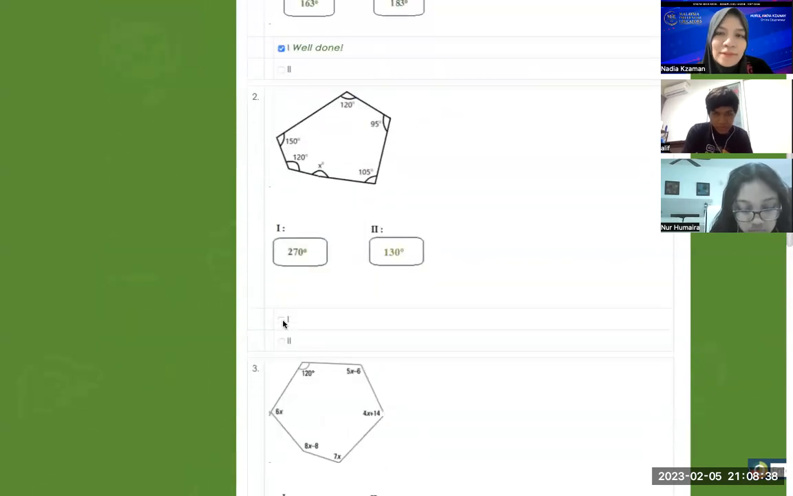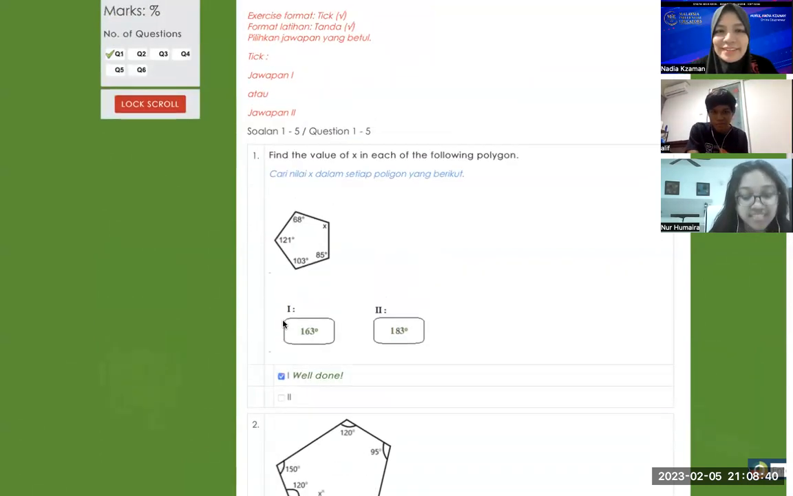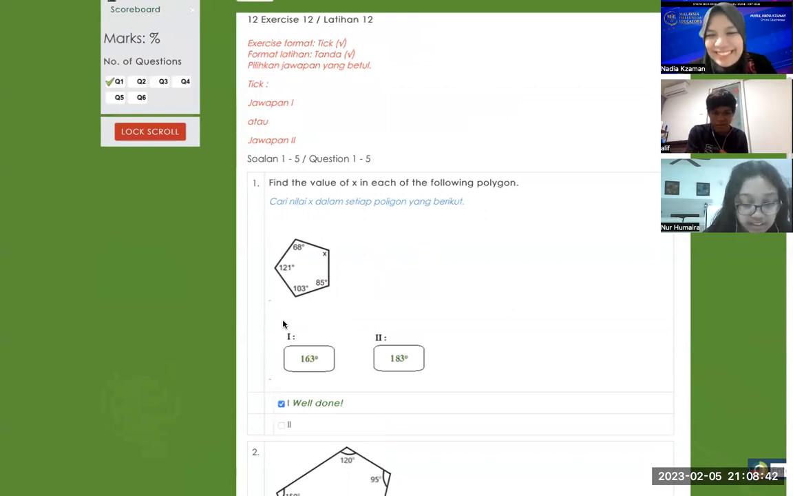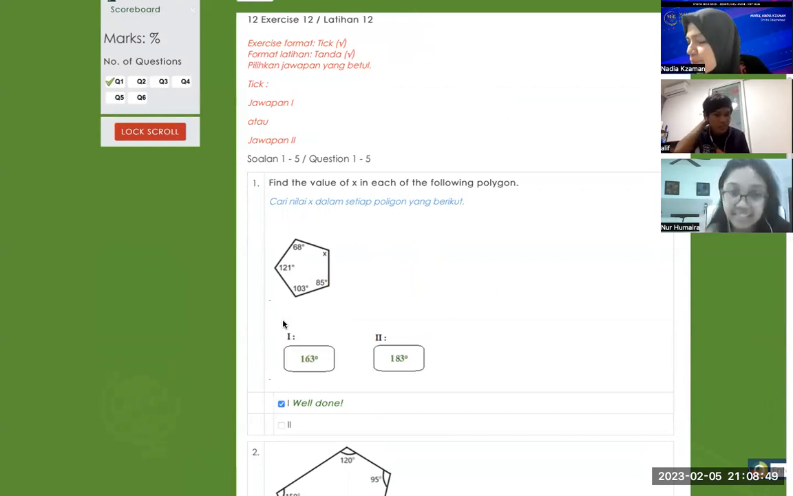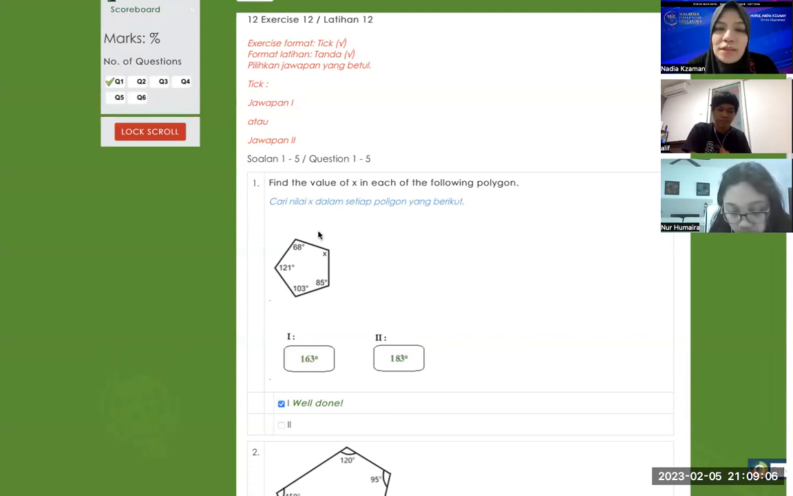Well done. Okay, are you guessing or you get it right? Yeah, I got it right. He totally guessed it. Okay, let's see. Can you explain how you get the answer? So basically, it's just 180 minus 163. Okay. You should find the remaining. So which one are you using? Sum of interior or just sum of exterior?